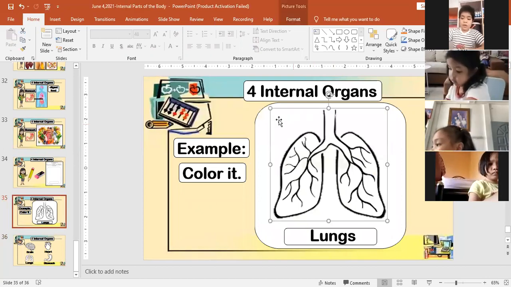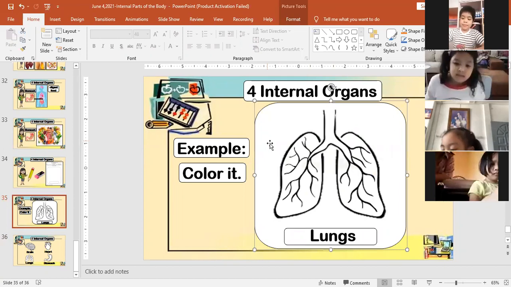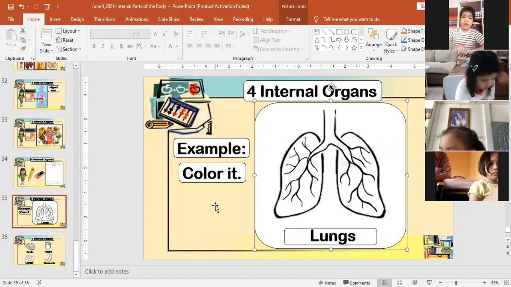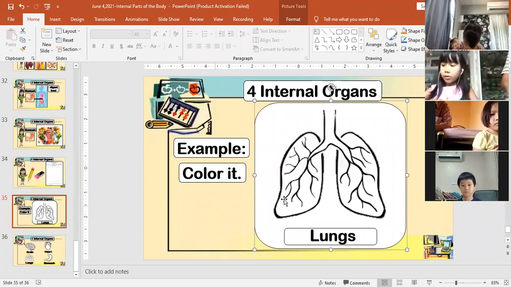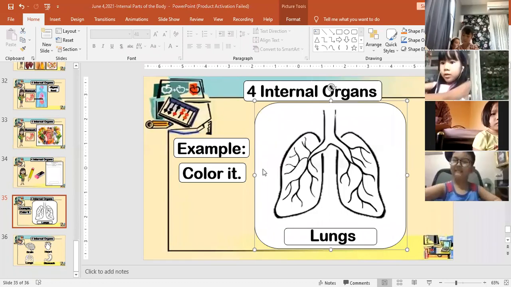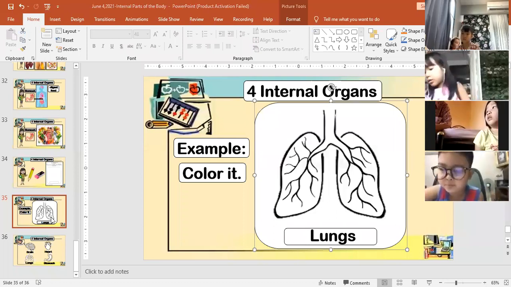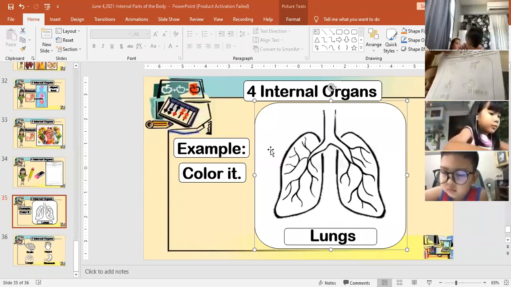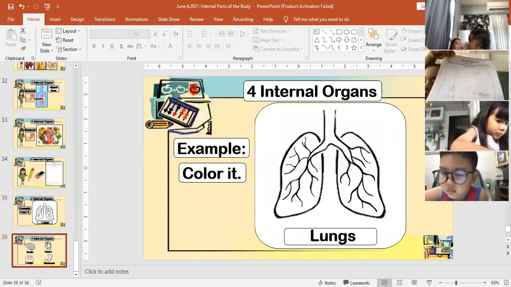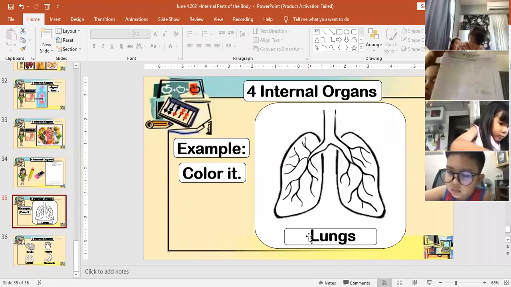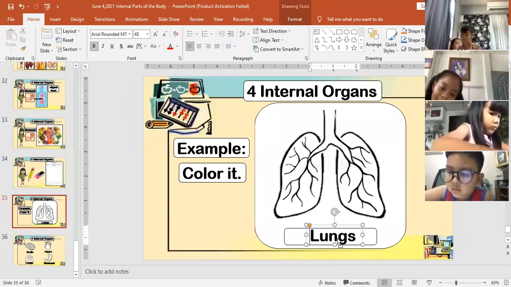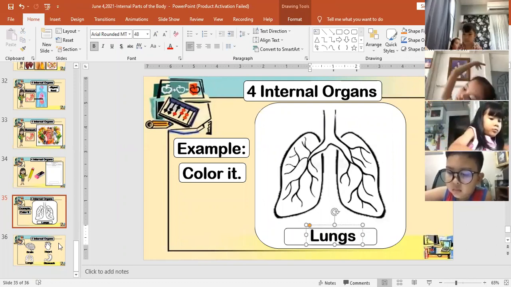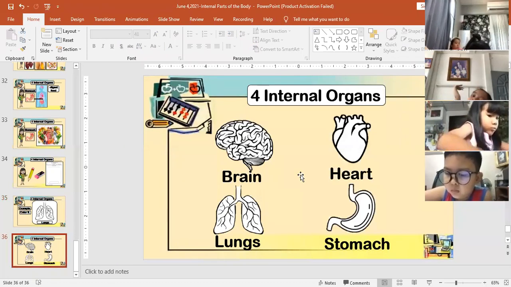On your paper you can see this one. Choose one, only one. Okay, for the others, wait for the others. One, only one. And then write the name. Write the name of the organ. Don't forget to color it.